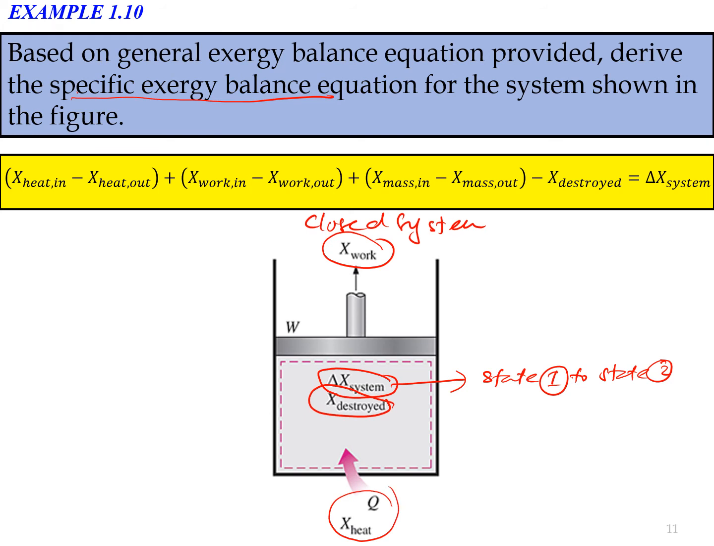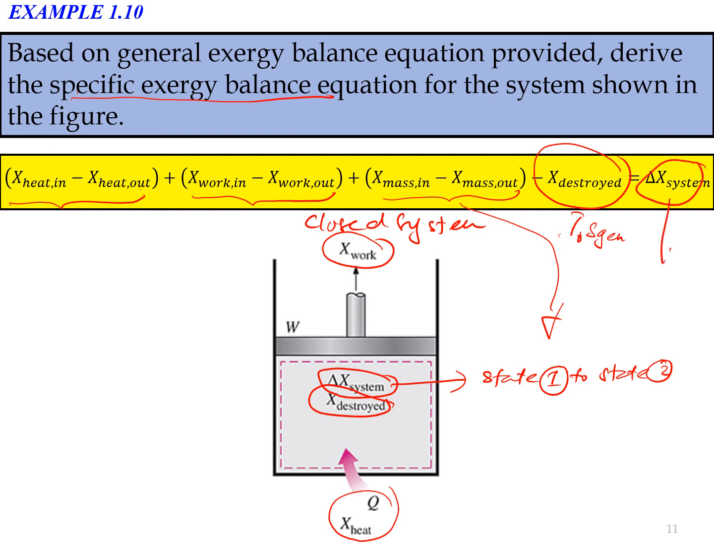We know that this equation can be represented by exergy transfer by heat. Please look at your notes and then look at how this can be represented. And then this is exergy transfer by work. This is exergy transfer by mass, which is related to this. And then we have exergy destroyed, usually represented by T naught S generation. And then we have the change of exergy in the system.